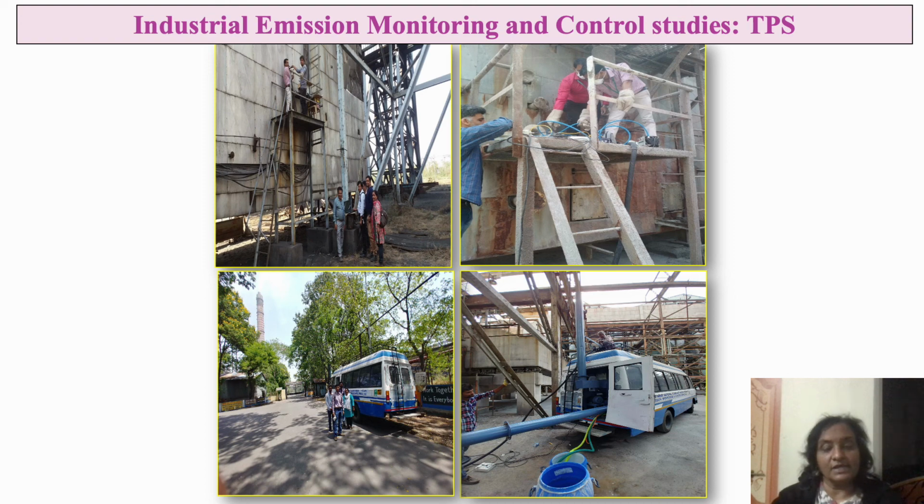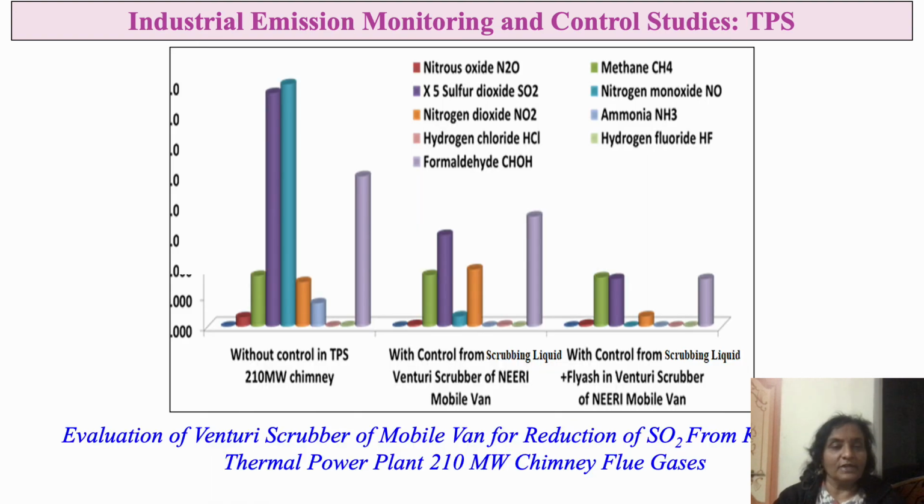We have undertaken such a study in a thermal power plant for a pilot study on flue gas desulfurization, and we have seen that there is a drastic reduction in the emissions of acidic gases from using various scrubbing liquids in our mobile van.